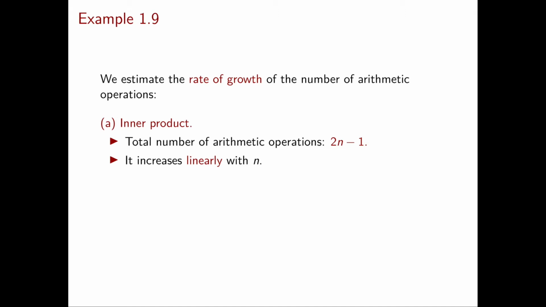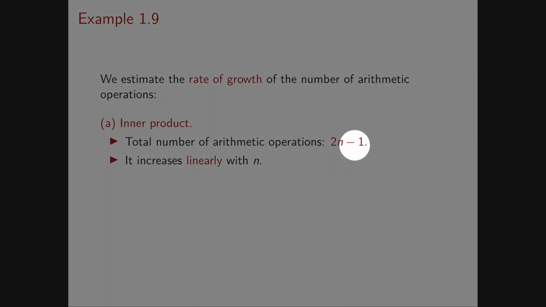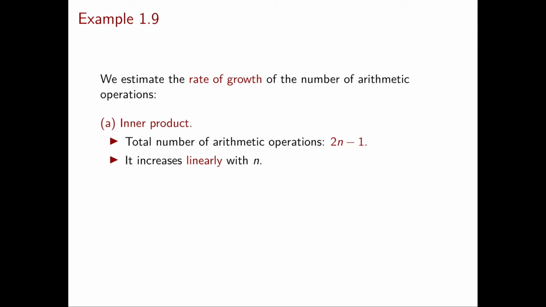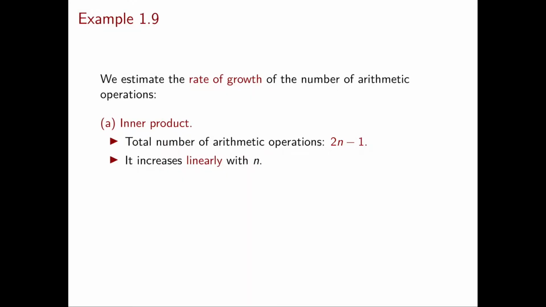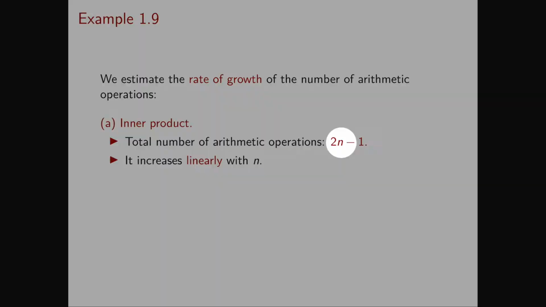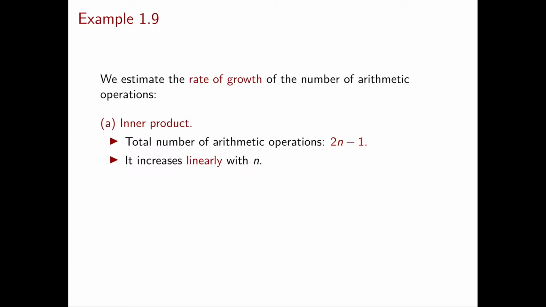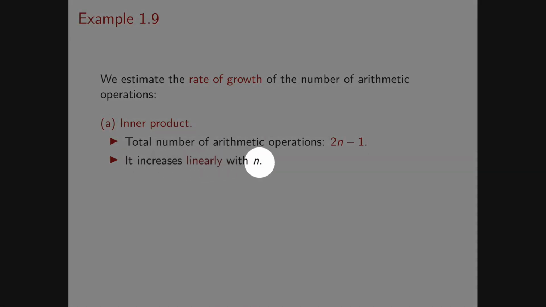For example, in the case of the inner product, we saw that the total number of arithmetic operations is 2n minus 1. However, for us, it's not so important this minus 1. Of course, you can imagine this minus 1 has essentially no impact for large values of n. And we also don't really care about the 2, because between 2n and n, again, the difference is not so important for large values of n. So essentially, we want to simplify our life, and the takeaway from this number should only be that the number of arithmetic operations performed by the inner product increases linearly with n.